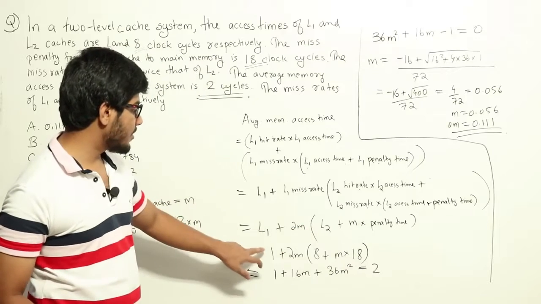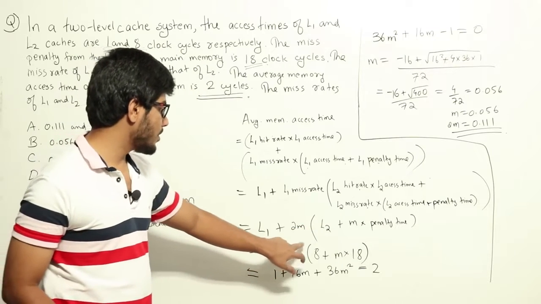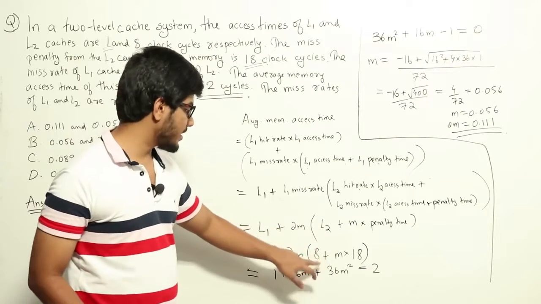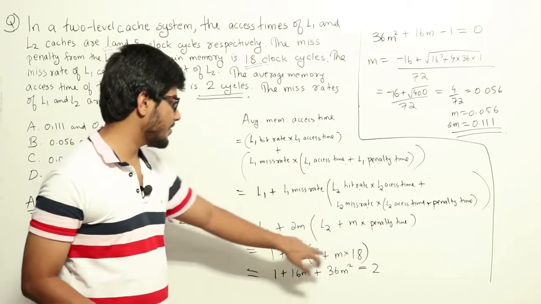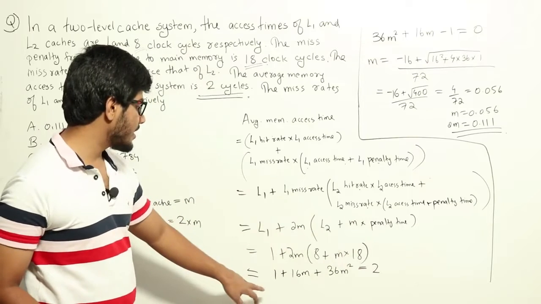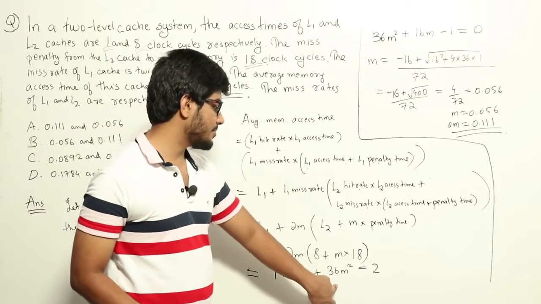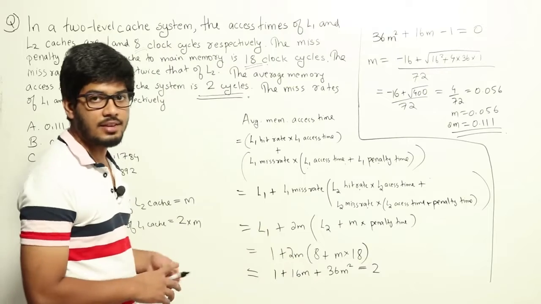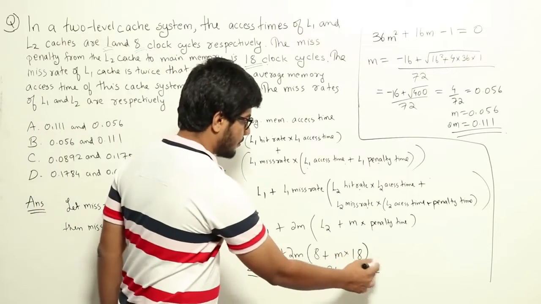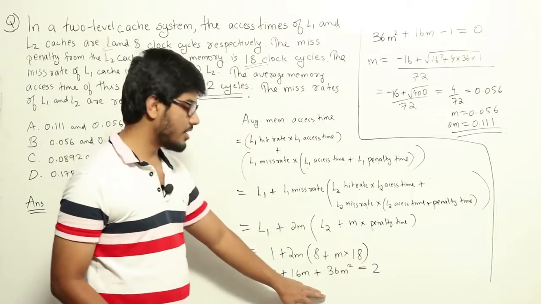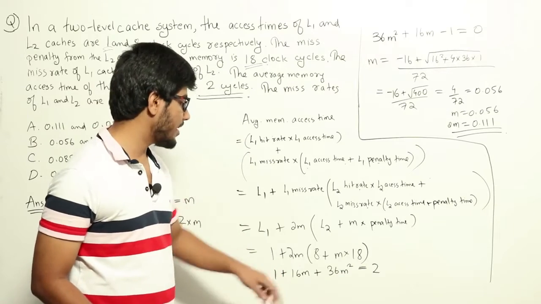Now L1 access time was 1 clock cycle plus 2m into L2 access time was 8 clock cycles plus m into penalty time was 18 clock cycles. This data we got from the question. So this we can rewrite as 1 plus 16m plus 36m square. So this is the average memory access time, and in the question it's given that it is 2 cycles. So this we will equate it to 2. Now we got a quadratic equation, we just need to solve it to find m.